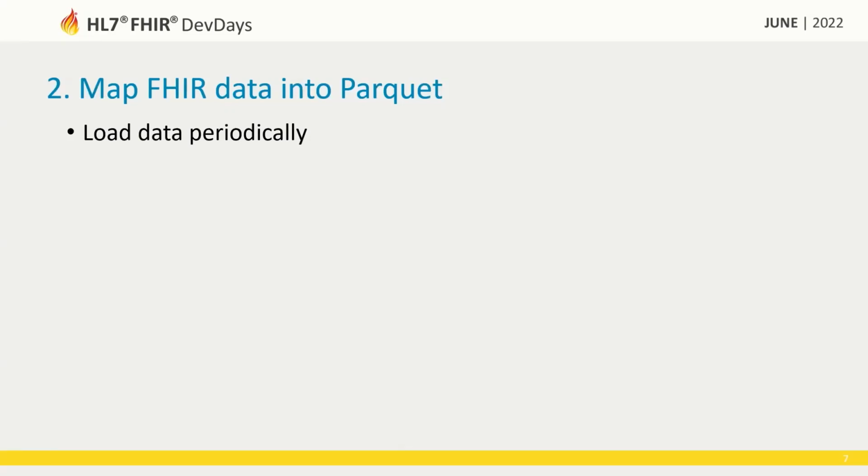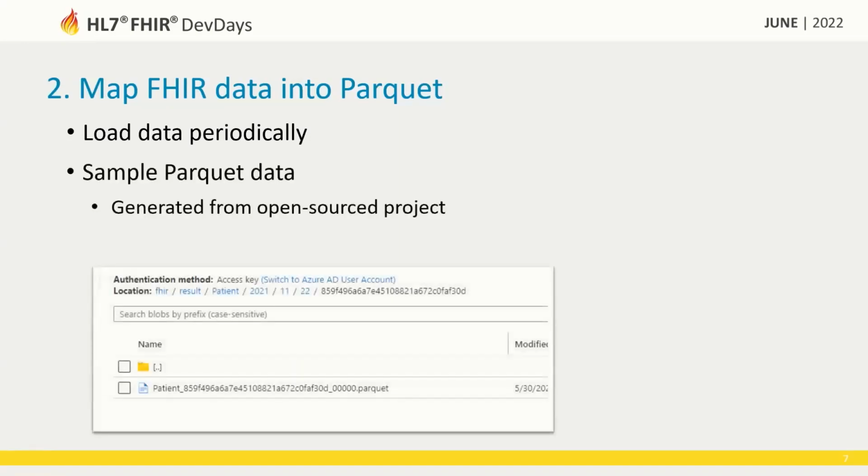Now, the FHIR data can be written to Parquet with nearly no information loss. We have implemented an open source project based on the above steps. Define schema, batch load the data periodically, make some conversions, and write them into Parquet.